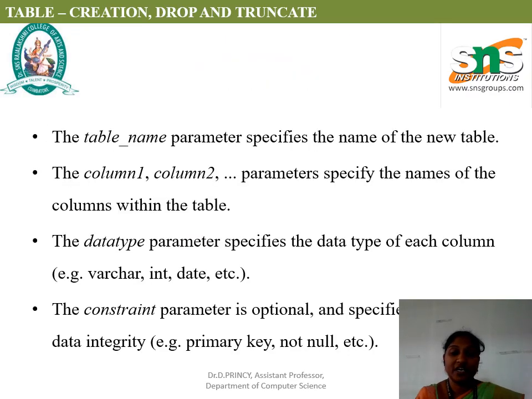This is an explanation about the syntax. The table name parameter specifies the name of the new table. Column 1 to etc. parameters specify the names of the columns. The data type parameter specifies the data type of each column. The constraints parameter is optional. If you want, you can specify constraints for each column.